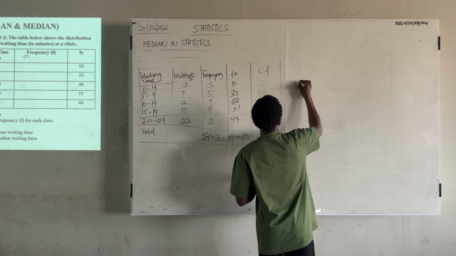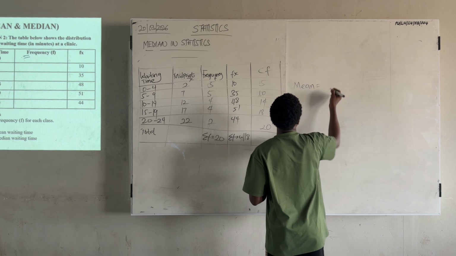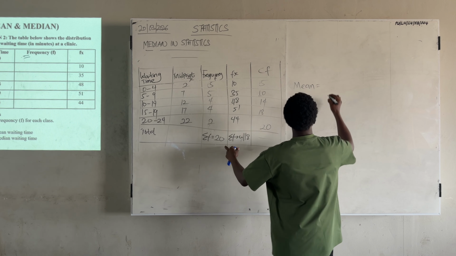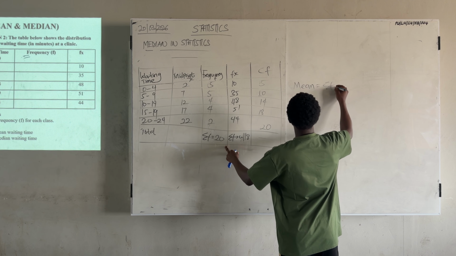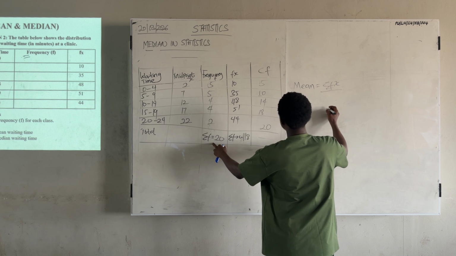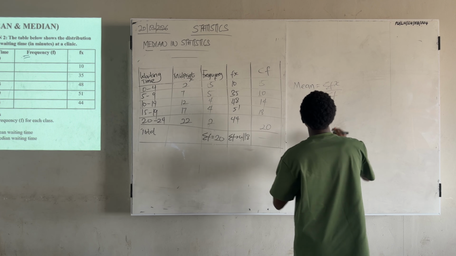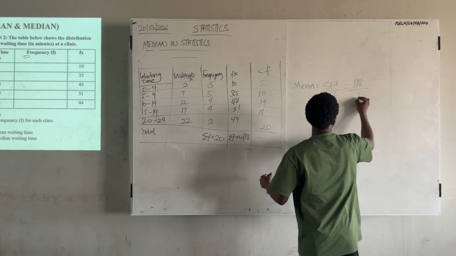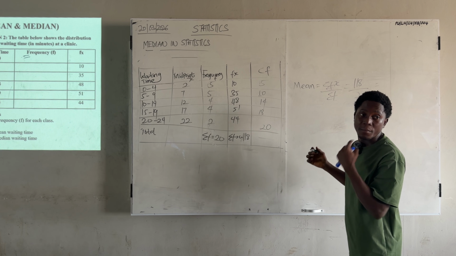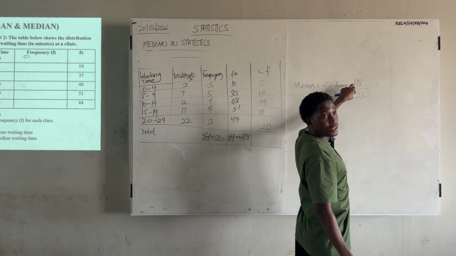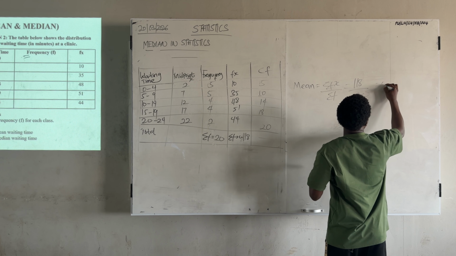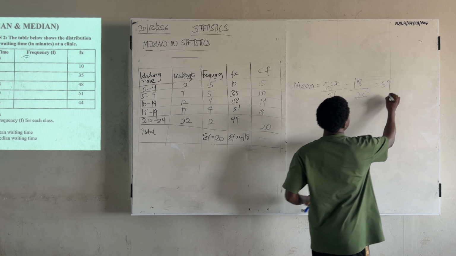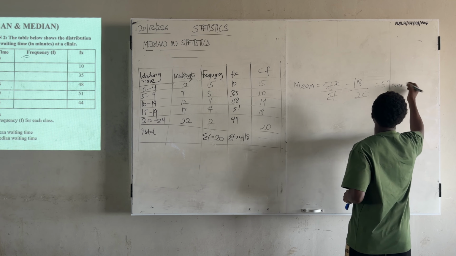So mean is equal to sum over n. We have 118 all over 20, which is equal to 5.9, and we add our unit, that is what? Minutes. Okay, that's A.